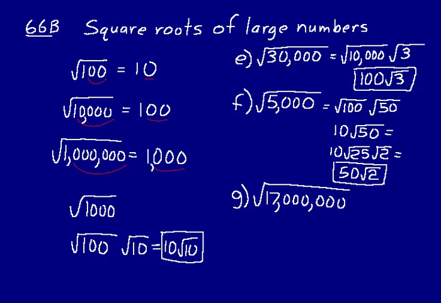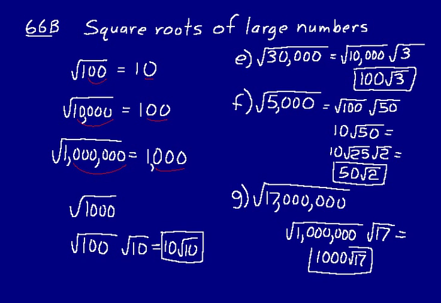Let's do one more. Figure out what the square root of 17 million is. Well, the first thing you want to do is count your zeros. You have 6 zeros, so you have an even number of zeros, so you can factor that out. And so that would be the square root of 1 million times the square root of 17. And so that would just be 1,000 times the square root of 17. That would be the simplified form of the square root of 17 million.